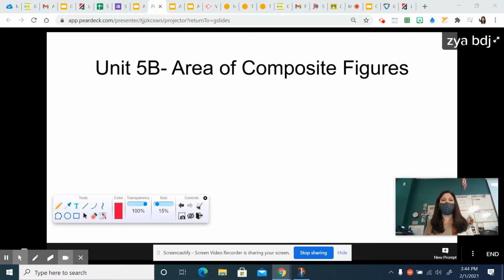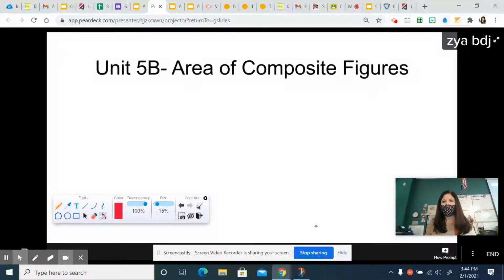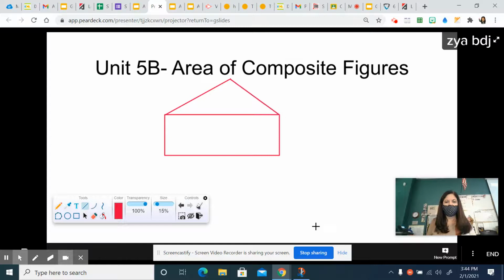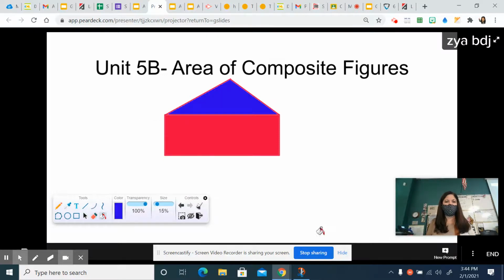All right, so we're going to be talking about area of composite figures. Composite figures means that you have more than one shape built in as one shape. So you could have this area and connect it to something like this. So when you put both of them together, you could find the area to this and add it to the area to a triangle. You could do more than one shape.